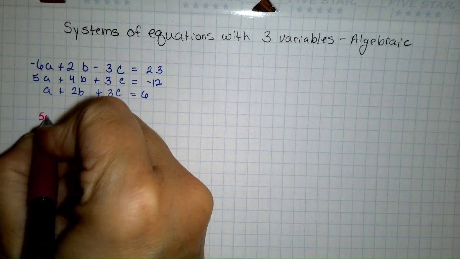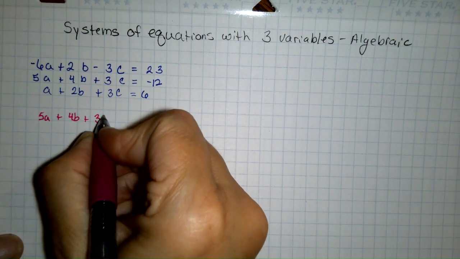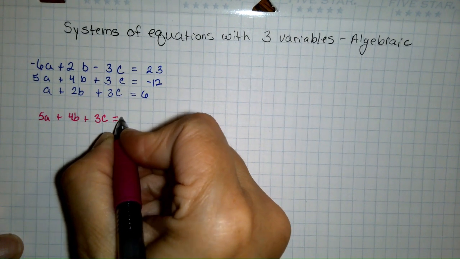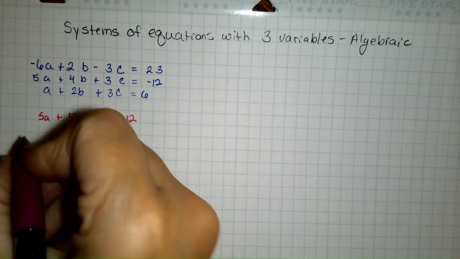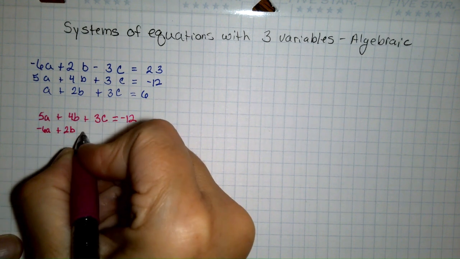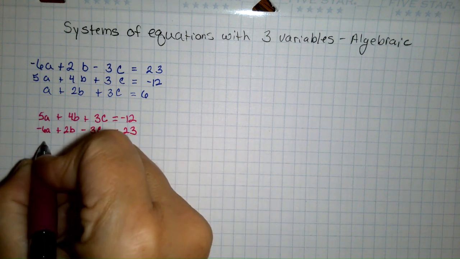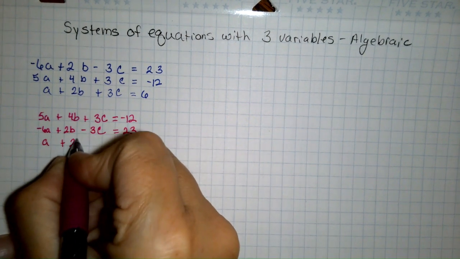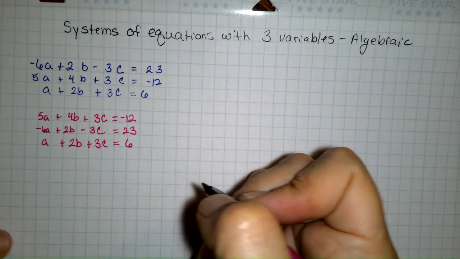So we have 5a plus 4b plus 3c equals negative 12. And I'm trying to write a little bit smaller so I have more space to work across my page. Negative 6a plus 2b minus 3c equals 23. A plus 2b plus 3c equals 6.